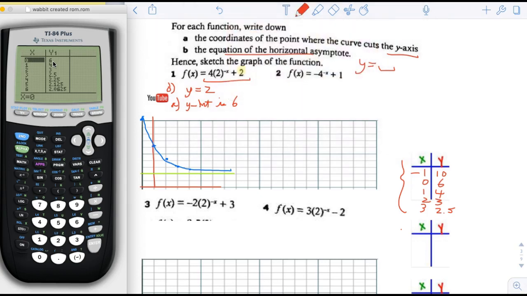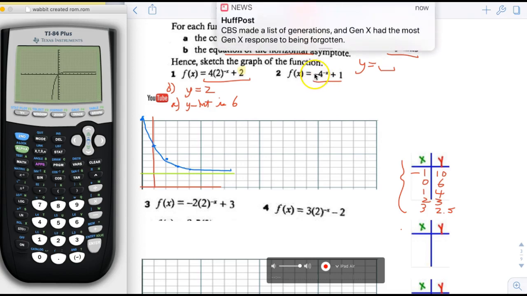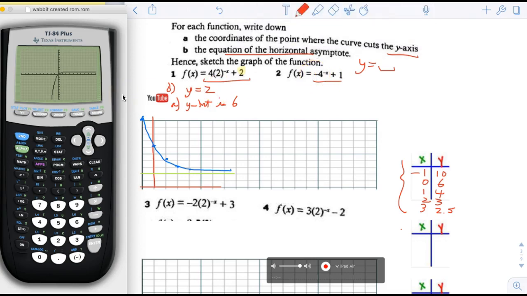Now for the next one. The next one says negative 4 to the negative x plus 1. I'm going to go back to y equals again. So what are you going to guess the asymptote is? That's right, it's going to be 1. It's going to look a little bit different this time, though. Do you see how it starts from the bottom? So when you have negative 4 to the negative x, this negative here makes it start from the bottom.